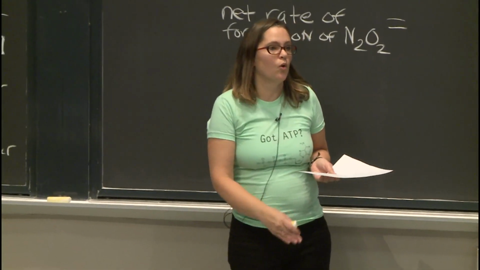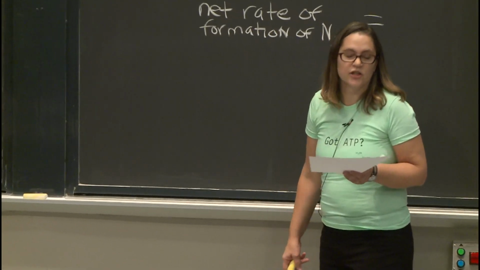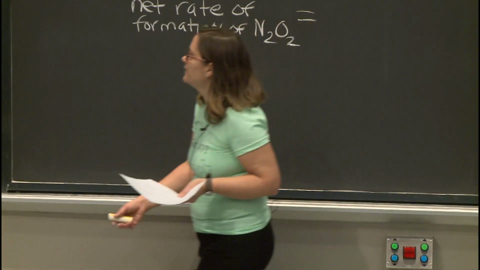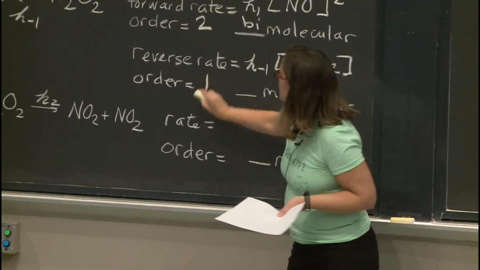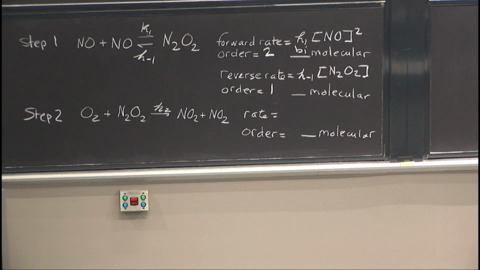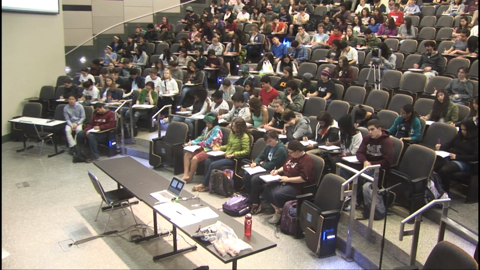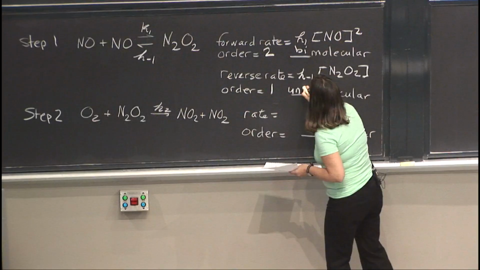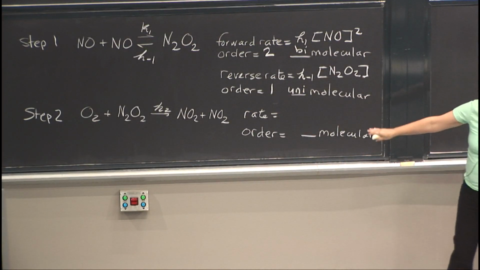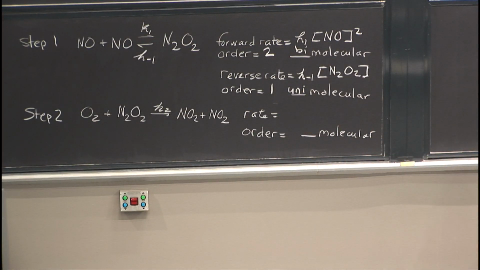So what would be the order for this reaction now? 1. Right, we only have one thing in here. And what do you call it, X molecular, when there's one thing? Uni. Unimolecular. OK, for step 2, now you're good at this. Let's do a clicker question.